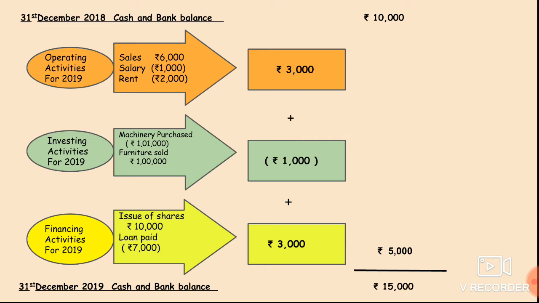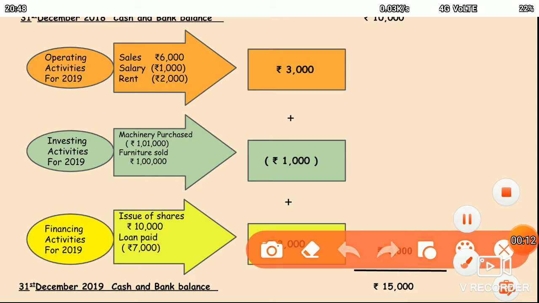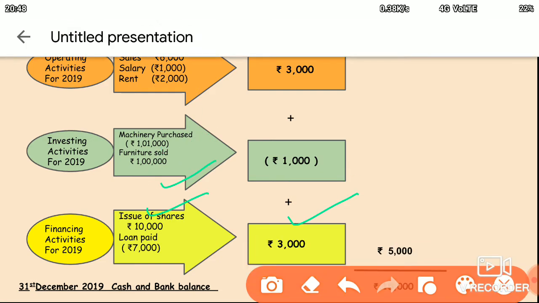Next, in the example, let us assume that due to purchase of machinery for rupees 1,01,000 under investing activities, there is an outflow of cash, and an inflow of cash of rupees 1 lakh was due to sale of furniture. Now, the net cash outflow from investing activities in this example would be 1,000, and this is a negative amount.